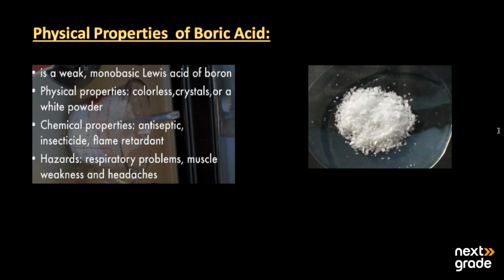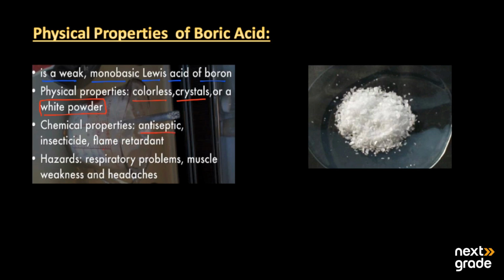The first one is its physical properties. Mainly, boric acid is a weak acid. It is a monobasic Lewis acid. Monobasic means it produces just one ion, and it is the acid of boron. Among the physical properties, it is colorless, in the form of crystals, or it may also be present in the form of white powder.